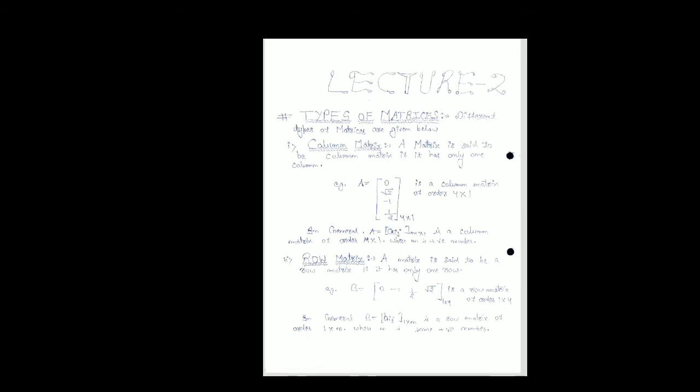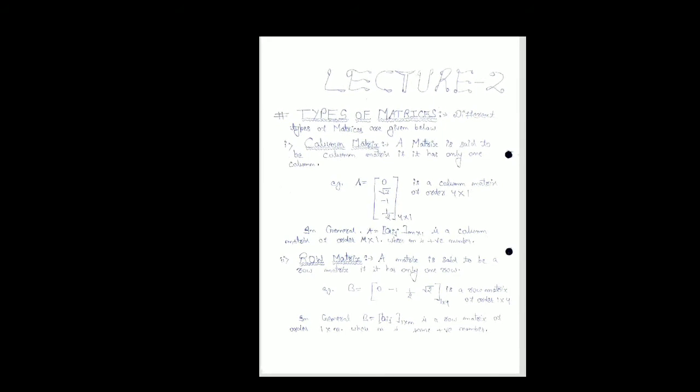First, I am going to explain different types of matrix. I hope it is visible on your screen. The first one is column matrix. A matrix is said to be a column matrix if it has only one column. It means while dealing with matrices, if you come across a matrix that has only one column and a number of rows, then you can call this matrix a column matrix.